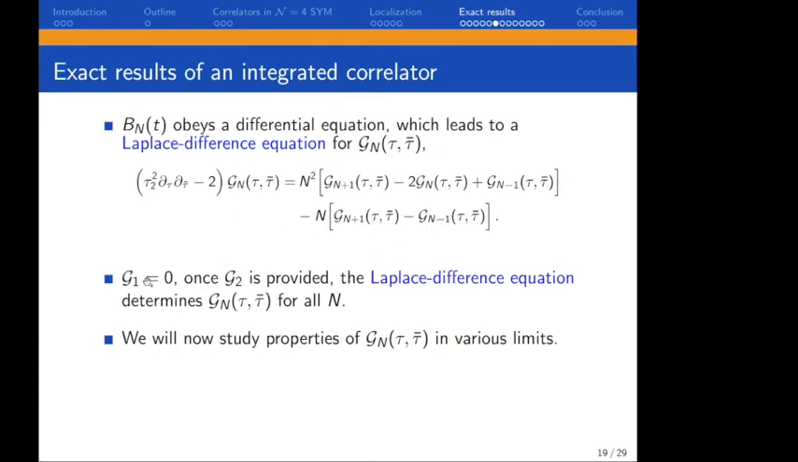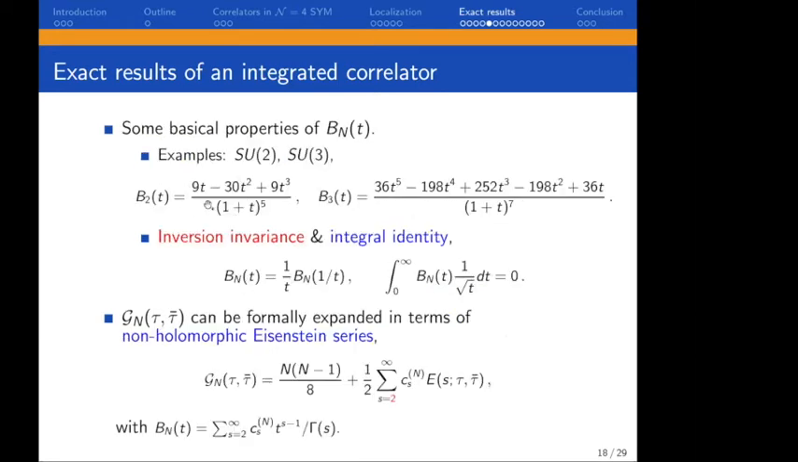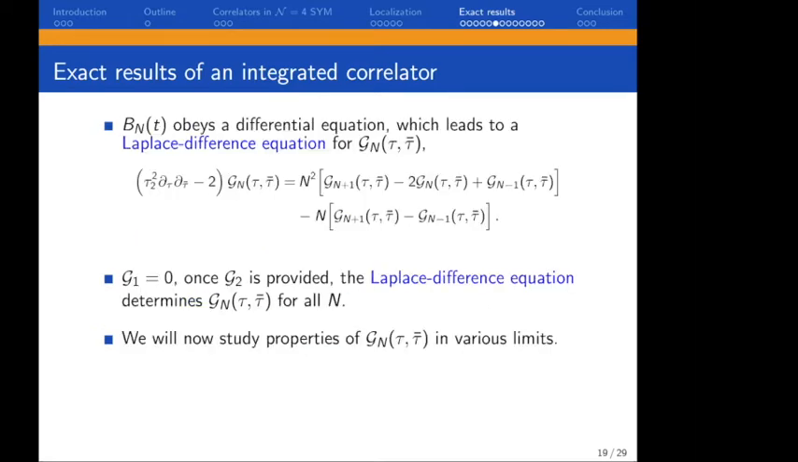In particular, it's useful that we know that G1 is 0 because the correlator for SU1 vanishes. So once G2 is given, well, I almost gave it. In fact, I basically gave it to you because B2 basically tells you what G2 is. So once G2 is given, this Laplace difference equation determines all the Gn's for all n. In the following, I will basically study properties of this integrated correlator in various limits.